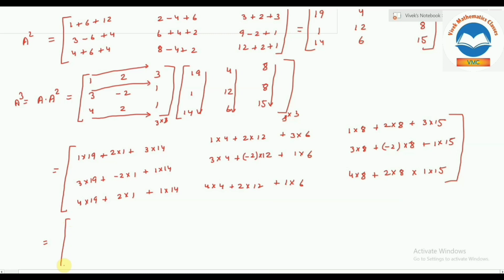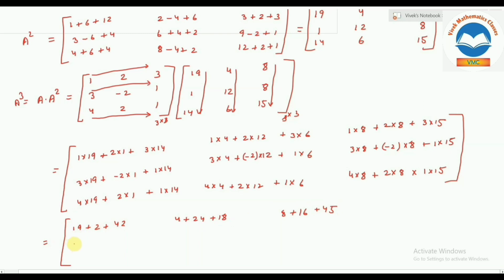We will simplify this. So what we will get here? 19 plus 2 plus 42. Next here what we will get? 4 plus 24 plus 18. Next 8 plus 16 plus 45.